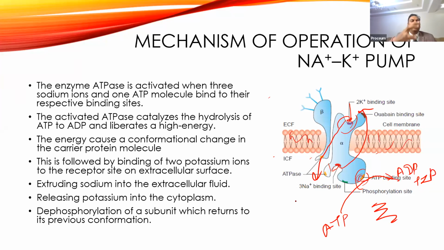Conformational changes: suppose some protein is like this. Now, whenever energy is utilized, it will take some shape, and then another shape will be changed. That is called conformational change. Ouabain is an alkaloid, and that can block the sodium potassium pump. Function of the beta subunit: it acts as an anchor and holds the whole alpha unit at that position.